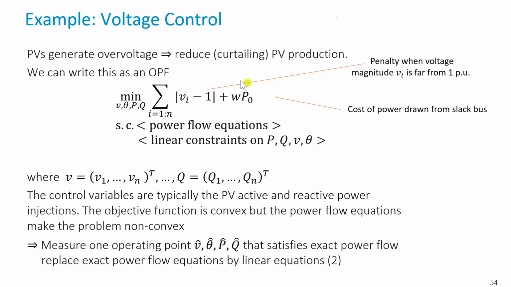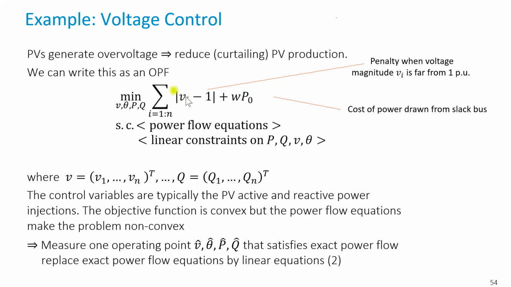Assume we have a potential voltage problem in a grid. In the past years, voltage problems could occur because of overconsumption. But now we have problems because of solar panels. So solar panels are generating power. If you generate power, you typically increase the voltage. So you may have an overvoltage problem.